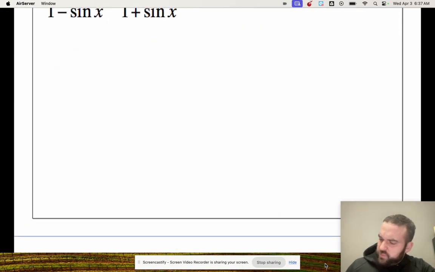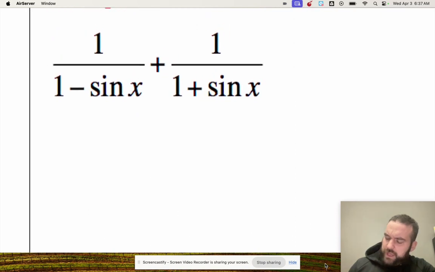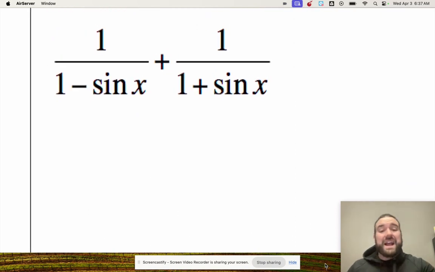I believe this is the last one. So let's take a look at, if I just give you these two fractions, I can't rewrite these in any way. I can't write 1 minus sine x as a denominator, and I can't write this as cosecant at all. So what I need to do is go right into getting a common denominator.